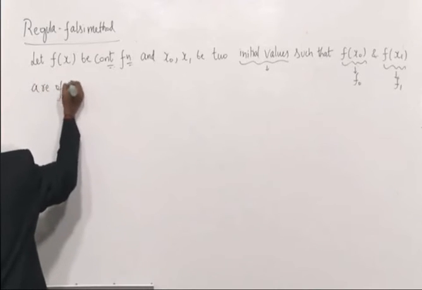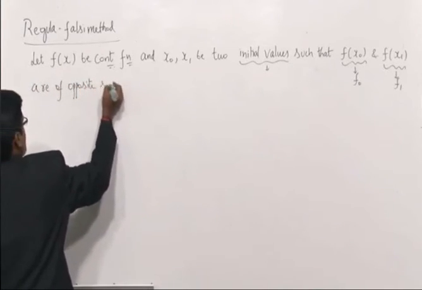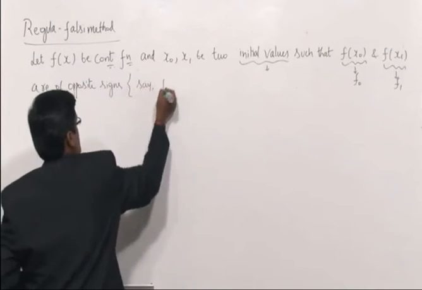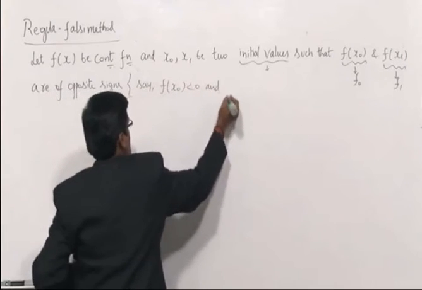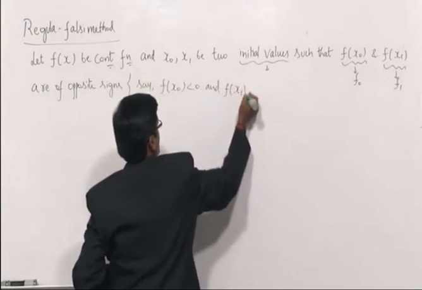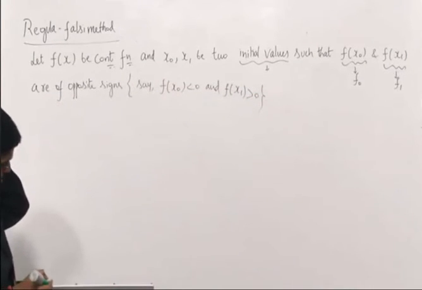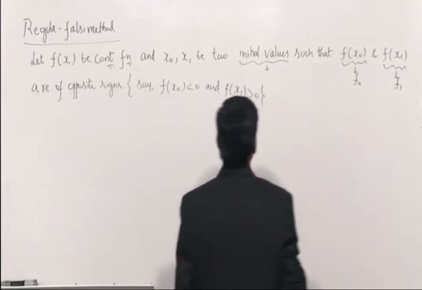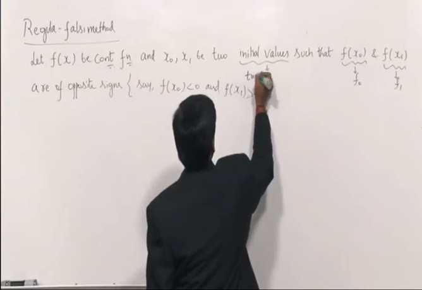Are of opposite signs. Say f(x0) less than 0 and f(x1) greater than 0. That is two starting values.